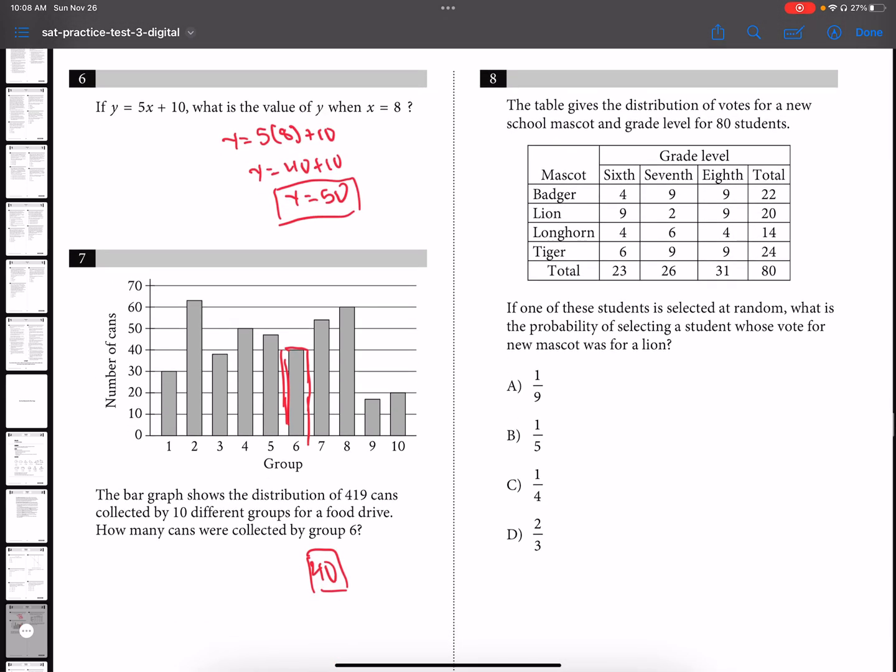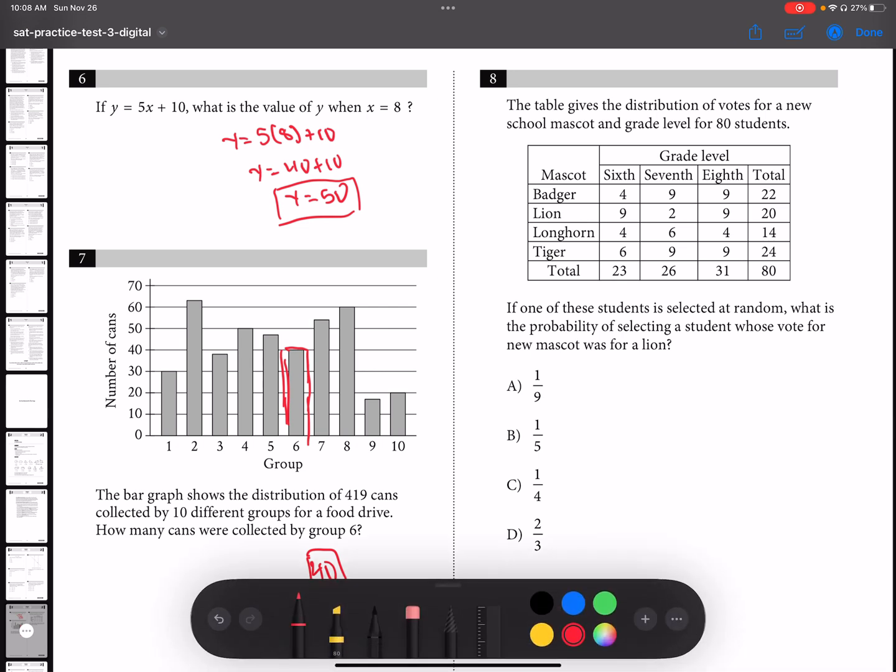Okay, number 8. The table gives the distribution of votes for a new school mascot and grade level for 80 students. Now select what is the probability of selecting a student whose vote for new mascot was for a lion? So the total number of students are 80, and the ones who chose a lion were 20. So 20 by 80 is equal to 2/8, which is equal to 1/4. So the answer for number 8 would be C.